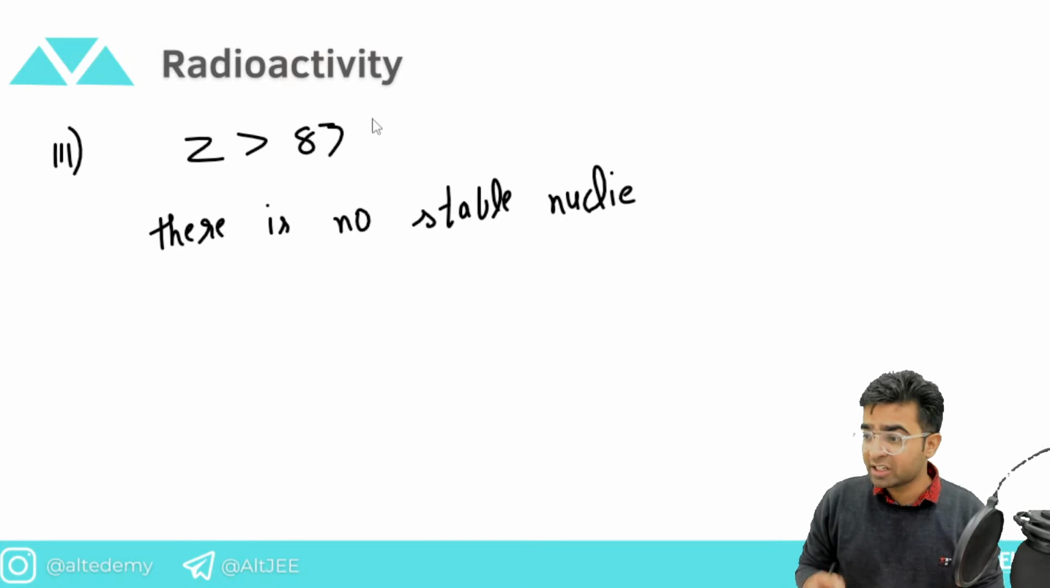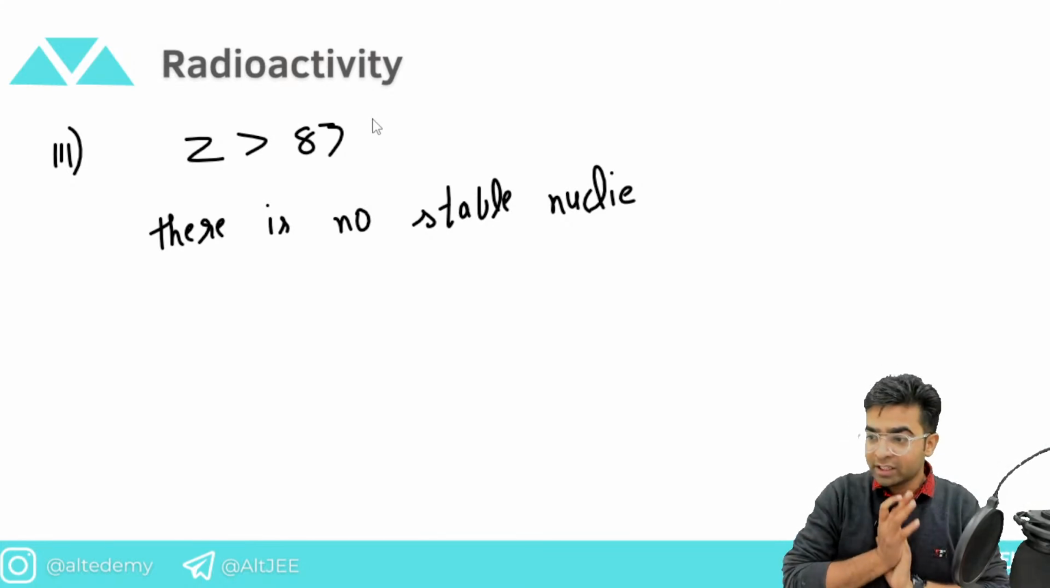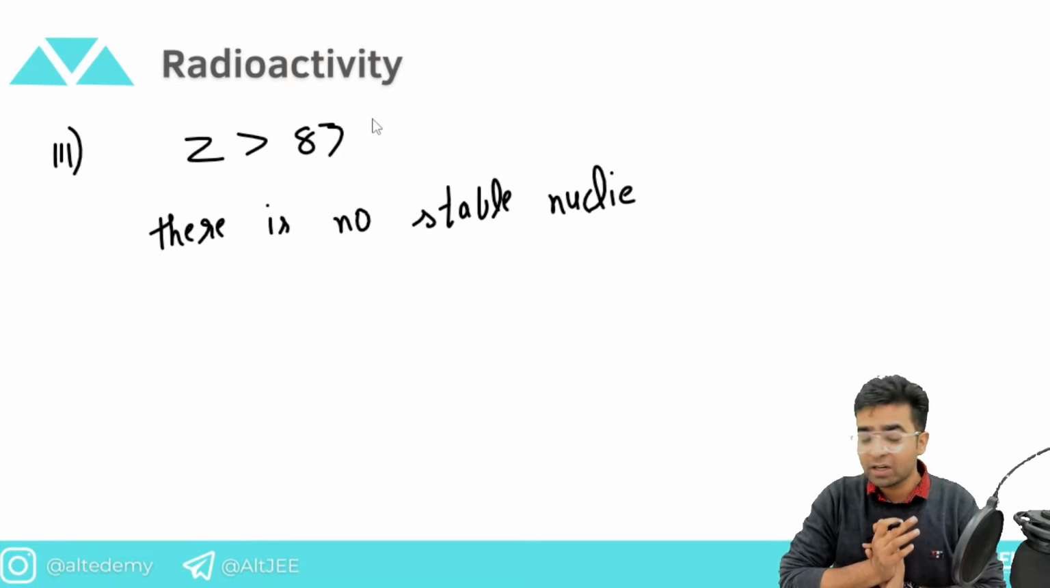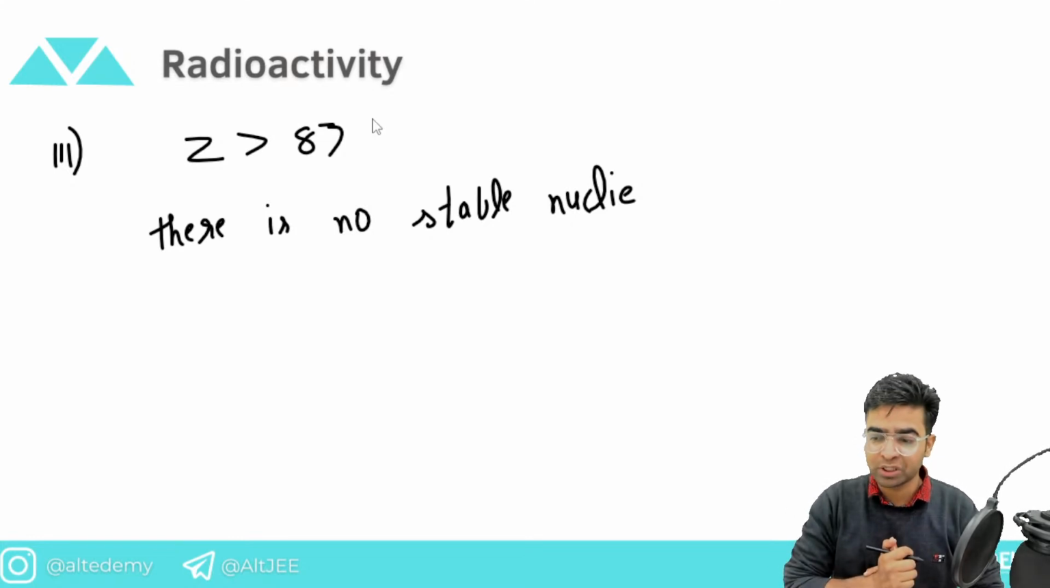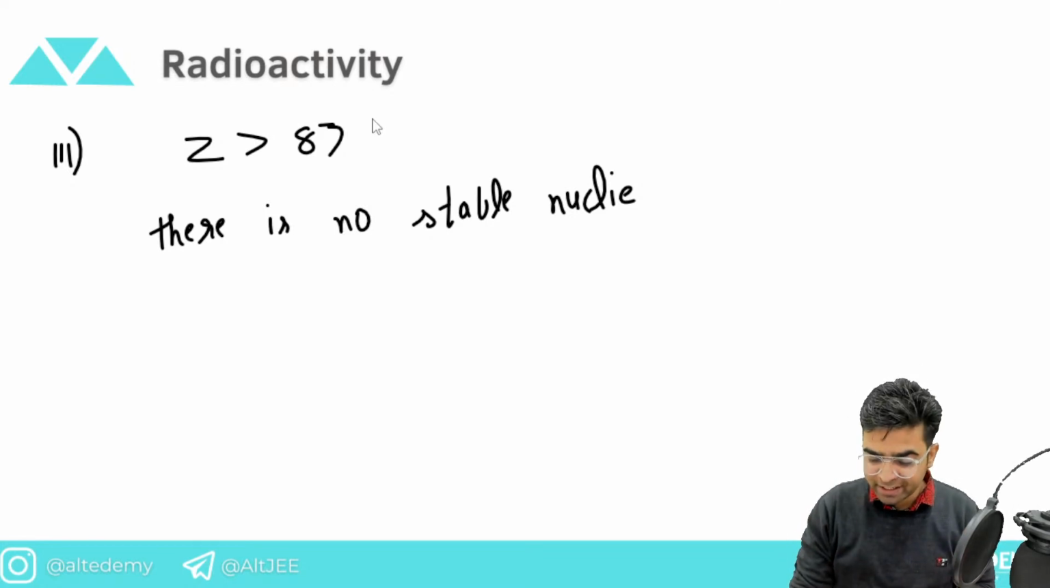When the Z is greater than 87, there are no stable nuclei. When the Z is greater than 87.